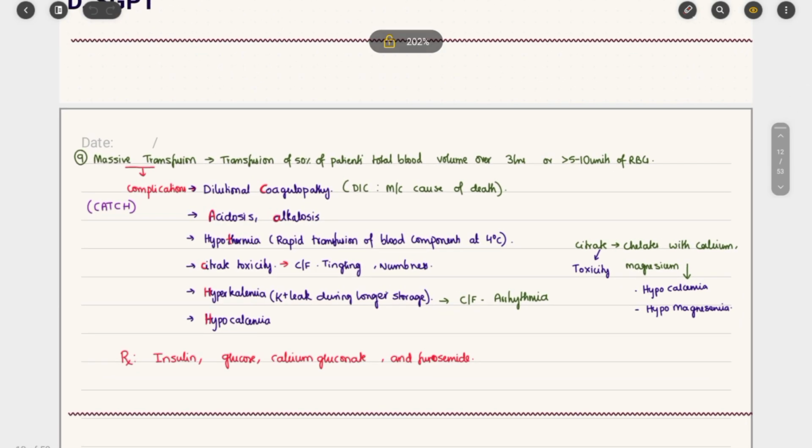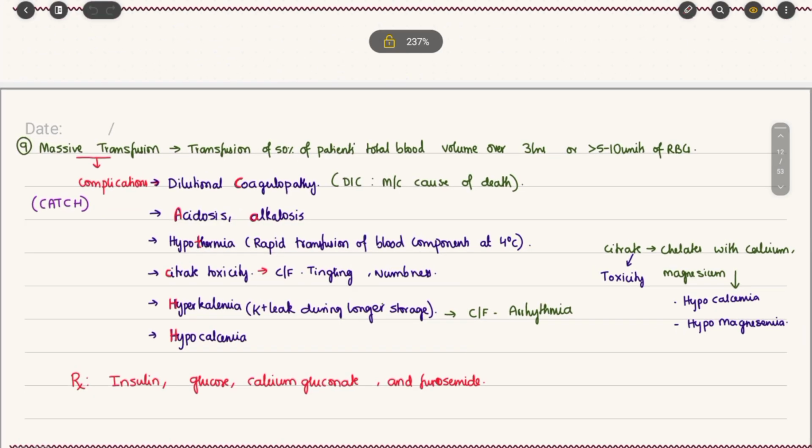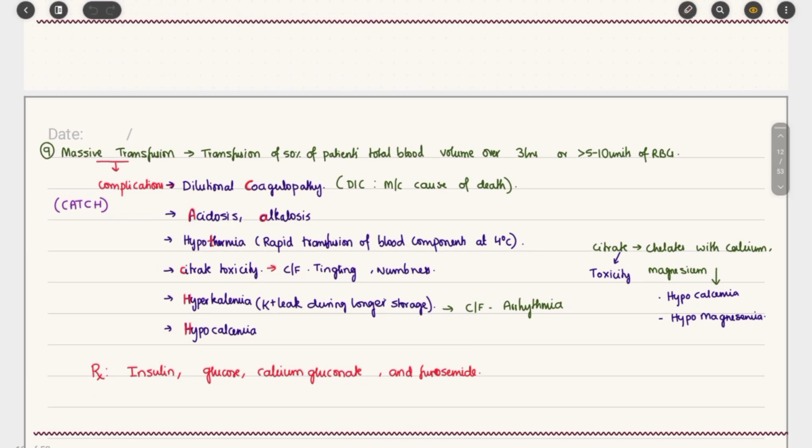Massive blood transfusion, you have to remember this. When you give more than 5 to 10 units of RBCs within 24 hours, or you transfuse 50% of the patient's total blood volume over 3 hours. Okay, what are the complications?